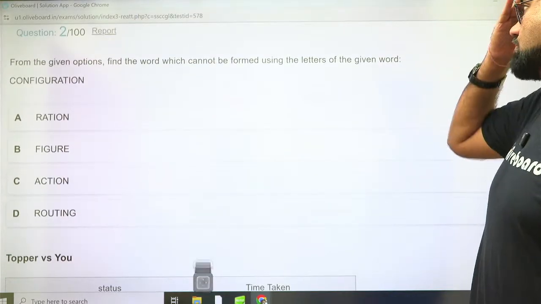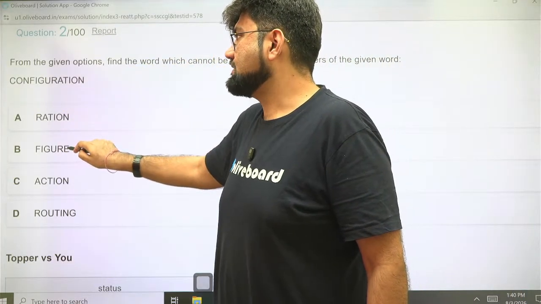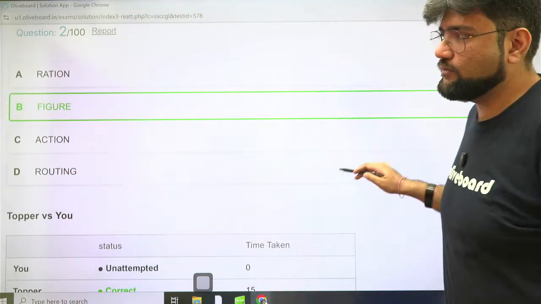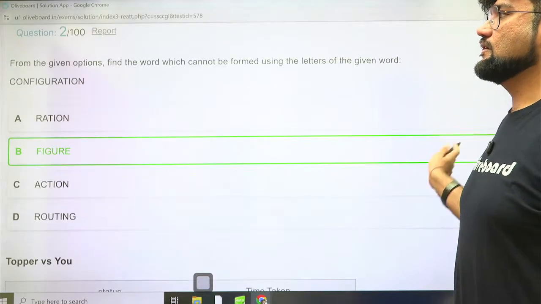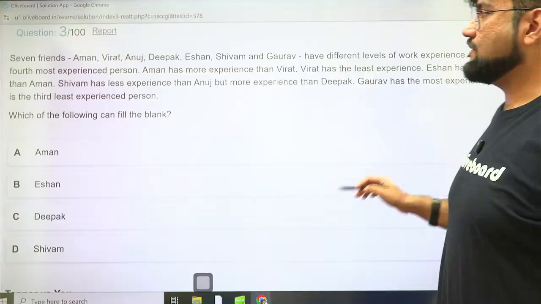Which word cannot be formed? So the letter should be absent here. Ration is completely here. Figure, E is absent. So figure cannot be formed. Simple. Why do we check the other words? 15 seconds. Next.